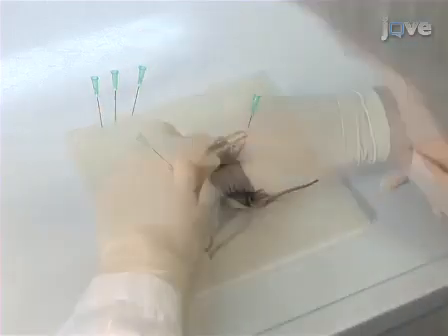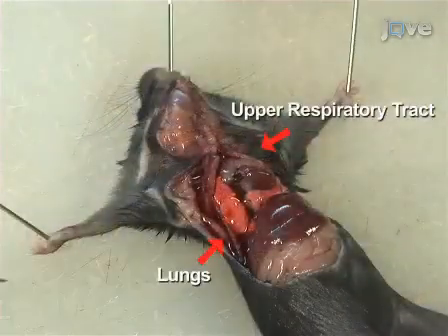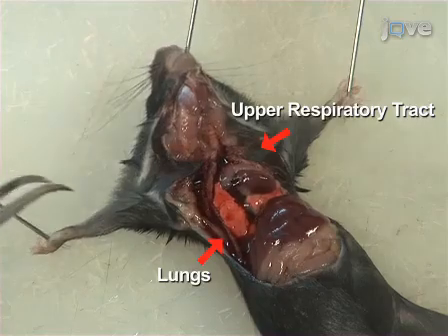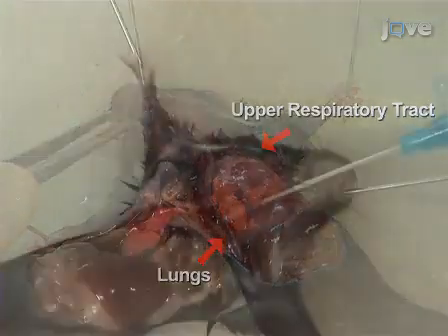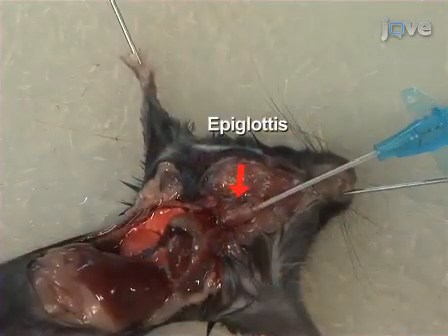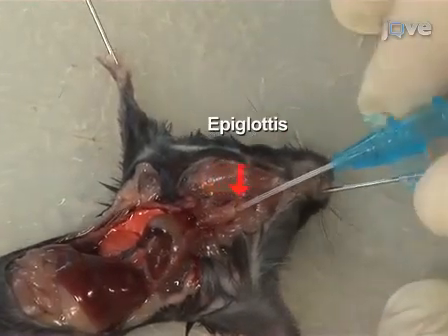Use needles to fix the mouse to a silicone preparation mat and carefully open the chest using a pair of scissors and forceps to expose the lungs and upper respiratory tract. Starting from the exposed epiglottis, insert another 22-gauge indwelling venous catheter into the trachea.